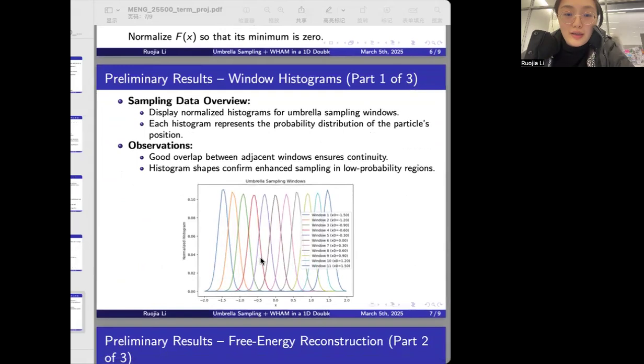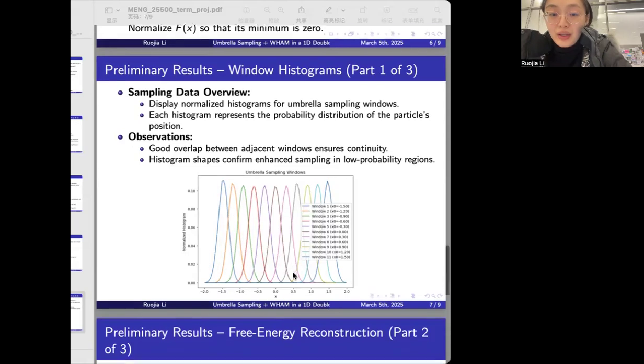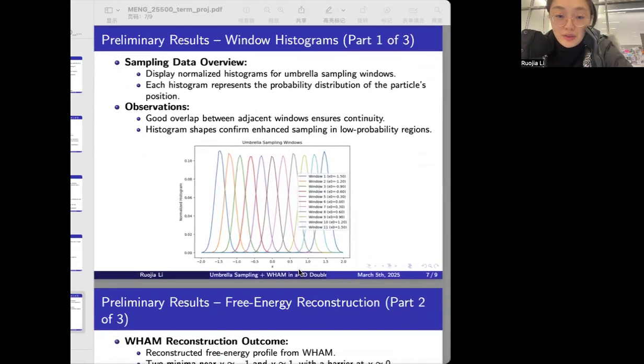And here are the preliminary results. From the umbrella sampling simulation, the first thing to look at is the window histograms. If everything is working correctly, each histogram should have its peak near the window center, but with enough overlap into adjacent windows, which is the case here. And good overlap means the algorithm has enough information to adjust the free energy offsets properly.